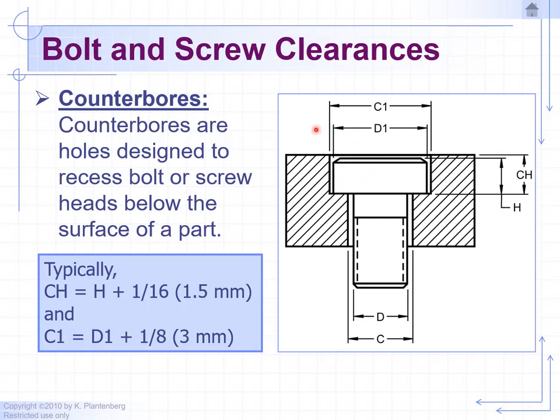In some cases, like in the previous slide, if you don't want the head sticking out because maybe something may be on top, sliding back and forth, or you don't want it to get in the way of some other operation, then one thing you can do is hide the head of the bolt by drilling a counterbored hole. So what size hole do we use for the head?